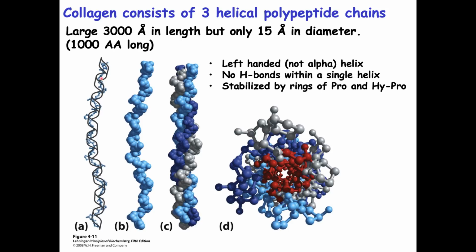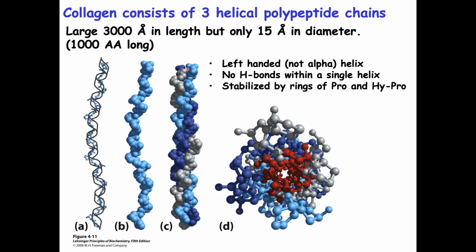Here is one helix. So we see here that this ribbon diagram highlights the different side chains. So this is proline, and then we see the very small side chains in glycine. This is a space-filling model of one of the chains. And then here we see the 3 chains that are coming together. So we have the gray chain, the light blue, and the dark blue.